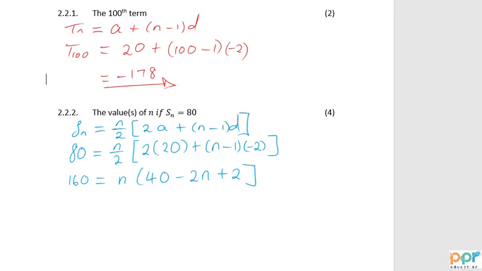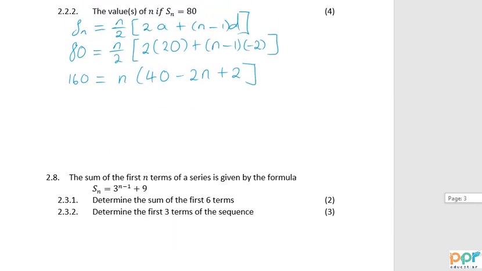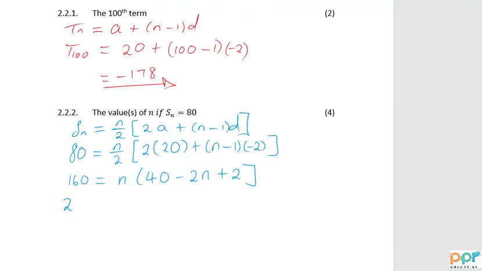So understand? Now if we proceed, I will have n times negative 2n. The answer will be positive 2n squared. So if the answer will be positive 2n squared, if we transpose to the left hand side, it's 40 plus 2 will give me 42 times n will give me positive 42. When we transpose the positive 42 to the left hand side, it will be negative 42n, plus 160.